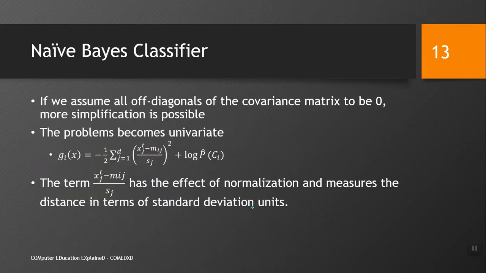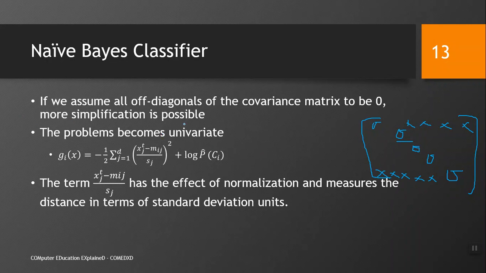Naïve Bayes classifier. If we assume all off diagonal entries of the covariance matrices to be 0, what does that mean? It means that, here we can see that the entries on the diagonal are non-zero, whereas all the entries which are present off diagonal are 0. Right. So, all the cross terms are zeros and all the sigmas are non-zeros.